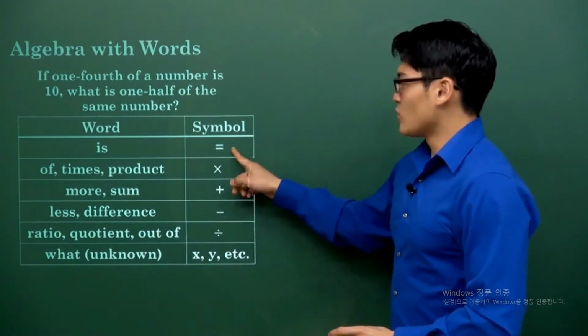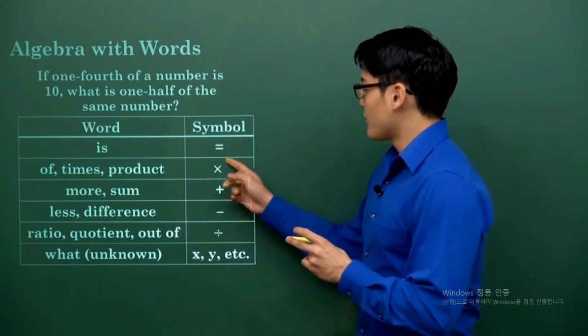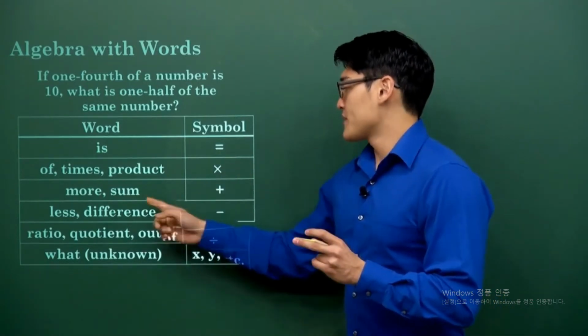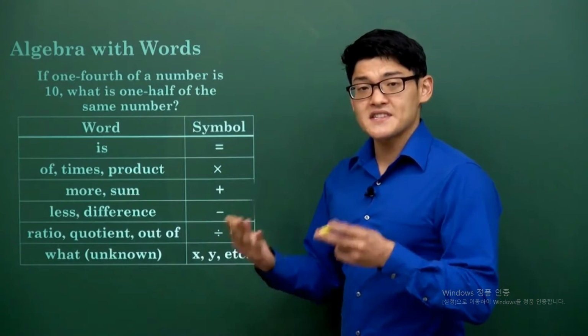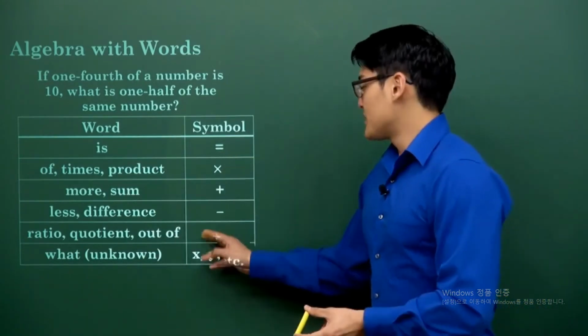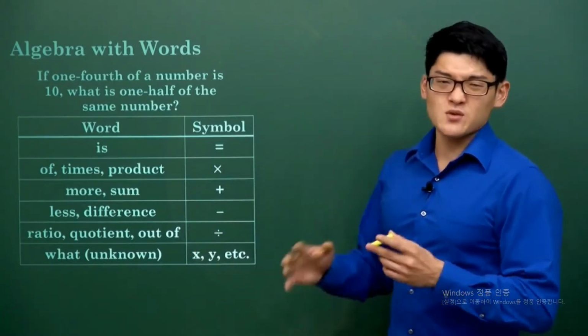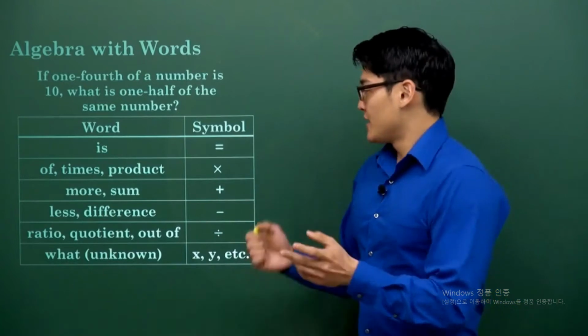Is means equal to. Of, times, product: any of those words refer to the multiplication sign. More, sum: addition. Less, difference: the subtraction sign. Ratio, quotient, out of will be division. And then what, or an unknown, you'll be dealing with a variable x, y, z, etc.